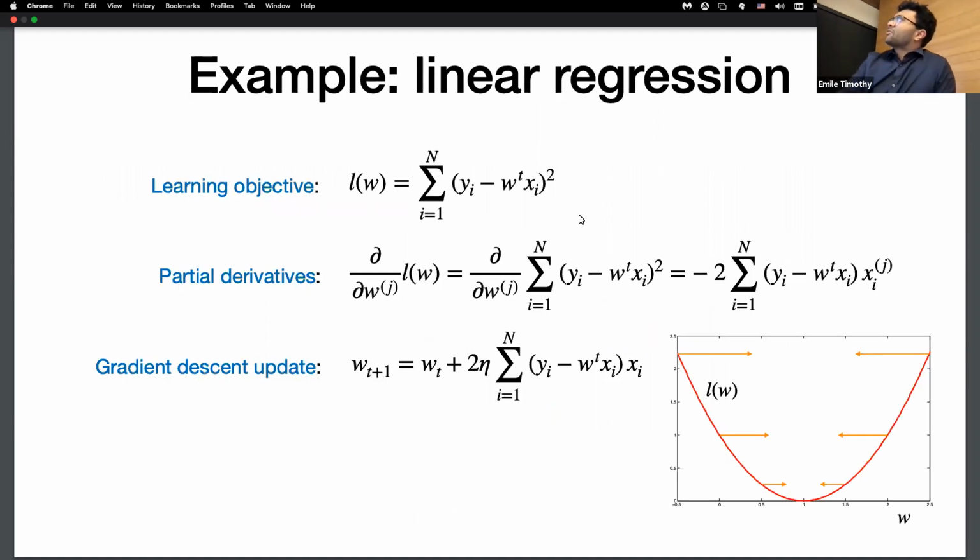And here's an example of using gradient descent on linear regression. So your learning objective here is to minimize your squared loss, (yi minus w transpose xi) squared. You take your partial derivatives, and then you insert that in your gradient formula, which is given here. And here, eta is the learning rate. And the following diagram shows the behavior of this method when you apply it at various points.